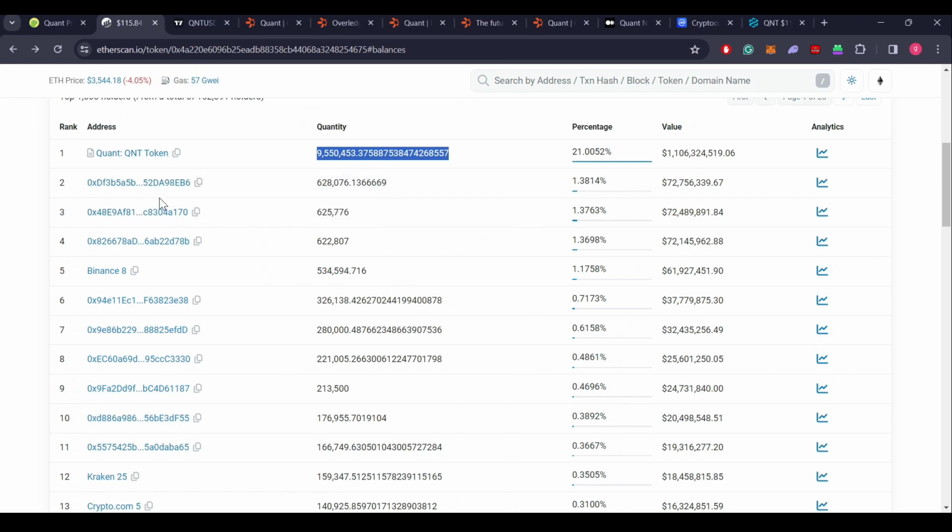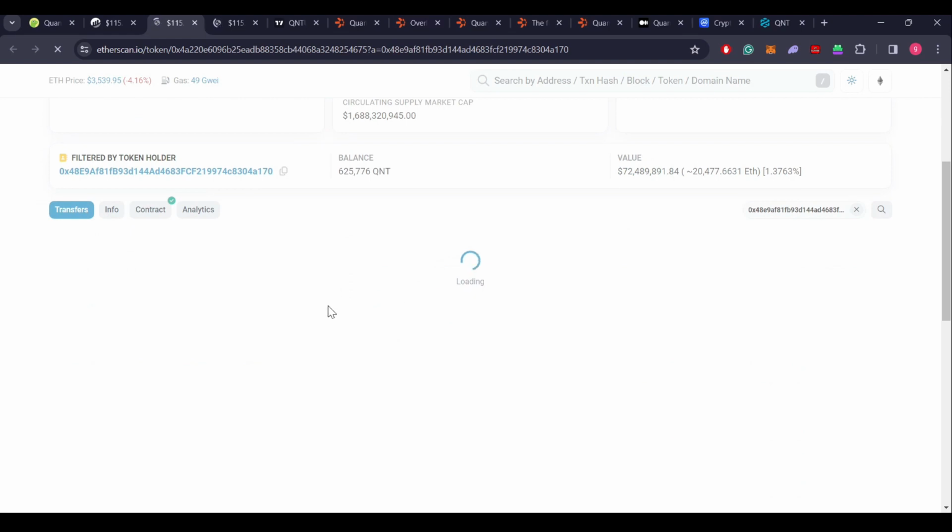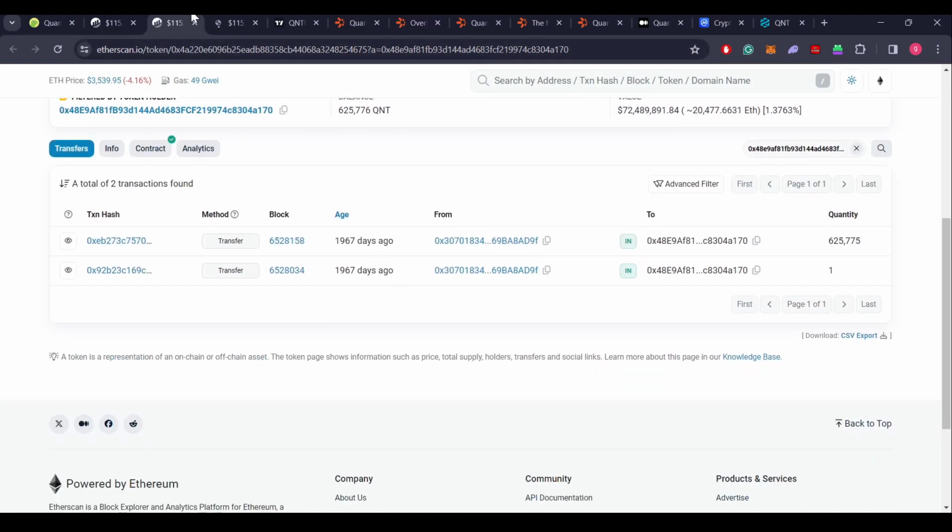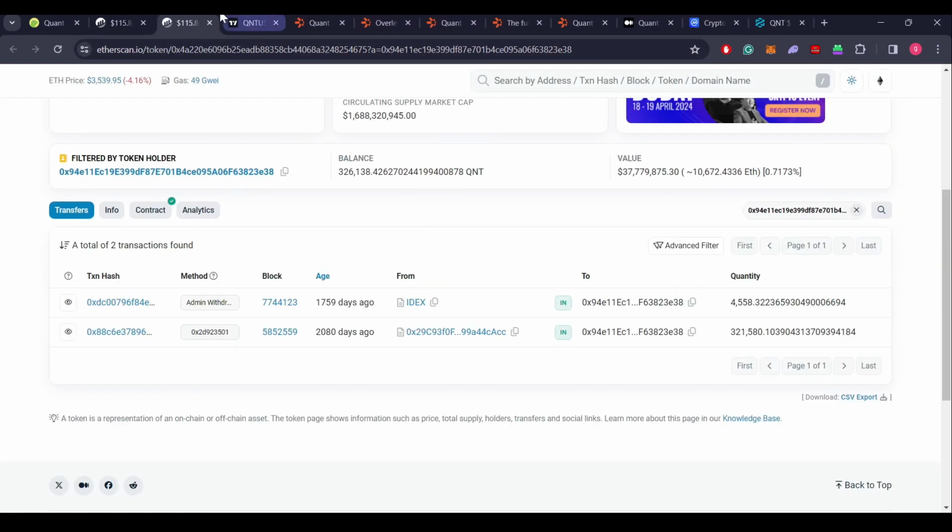So in terms of holders, we have these biggest holders. This guy is not selling as well. Let's look at other holders and see if we have some sellers or even buyers. As you can see here, this one is not selling, and these are pretty old addresses, I believe.